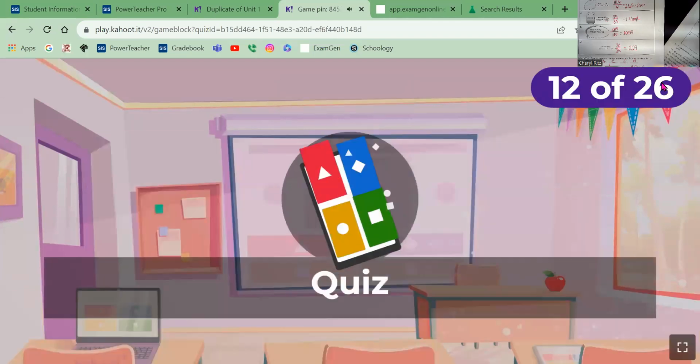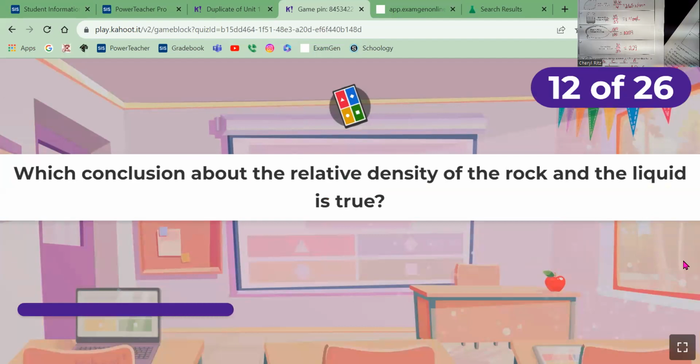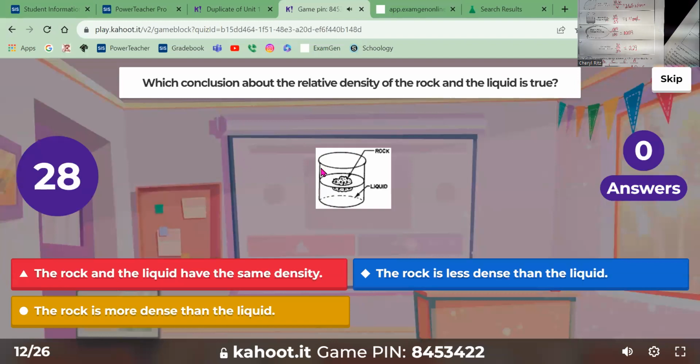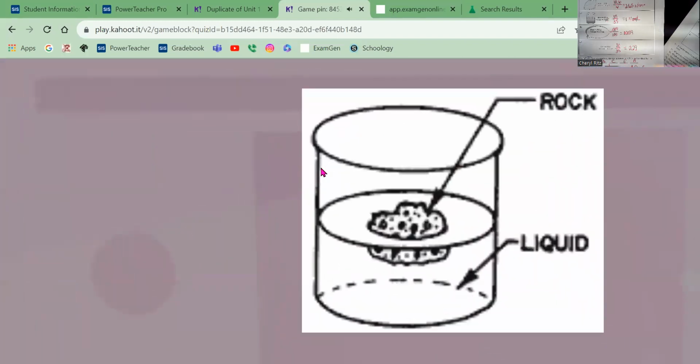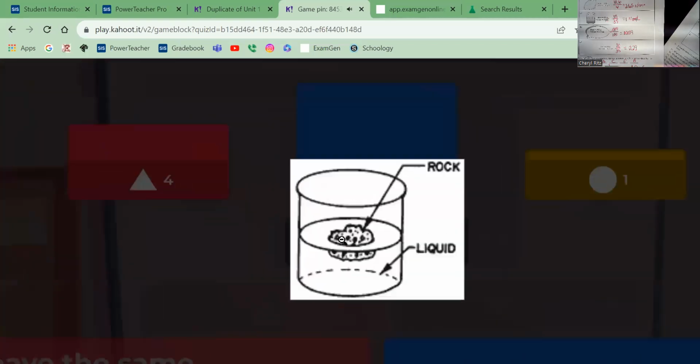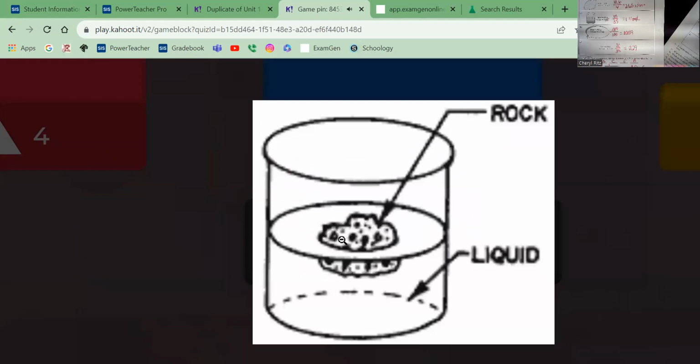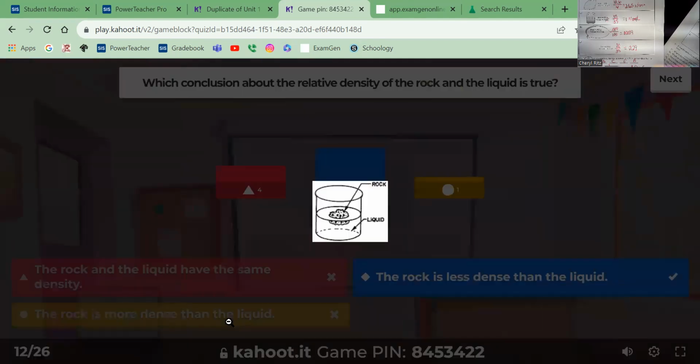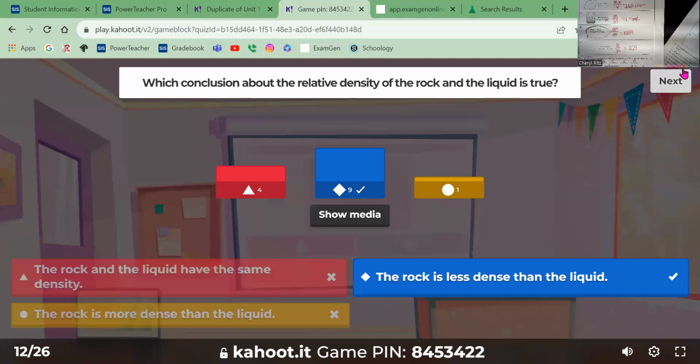Looks like we got time maybe for 2 more. We'll at least get 1 more. What conclusion about the relative density of the rock and the liquid is true? Notice that the rock is floating above the liquid. I blew it up for you. So in this case, the rock is floating. Now, not all rocks float, not all rocks sink. This rock is floating, so it has a density less than water. All right, I think we got time for at least 1 more.